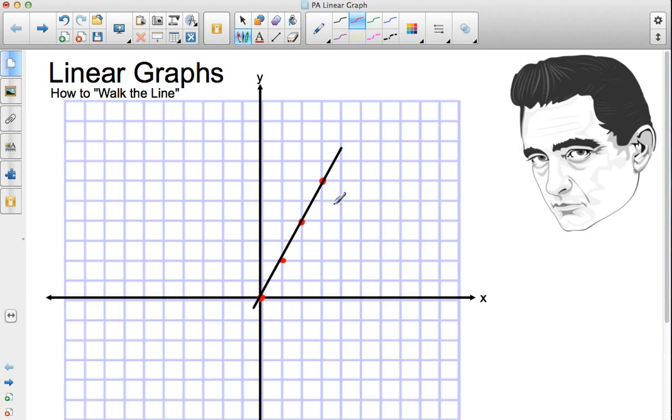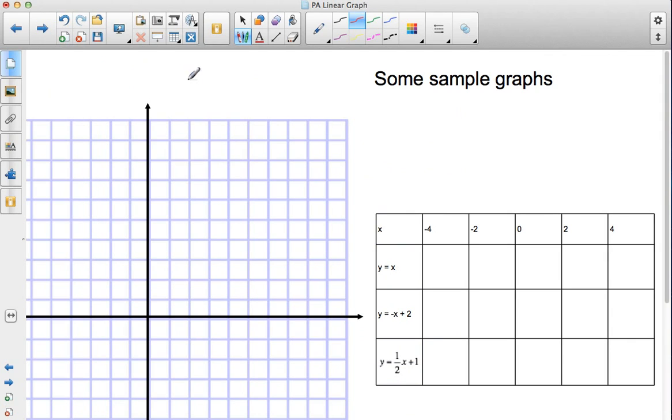Now, what I can say is that any point on this particular line is going to be labeled as y equals 2x. And what that tells me is whatever my x coordinate is, I'm going to take that x coordinate and multiply it by 2 in order to get my y coordinate. So why don't we take a look at some other graphs to see how they come out on the line. Alright, so let's take a look at some samples here.